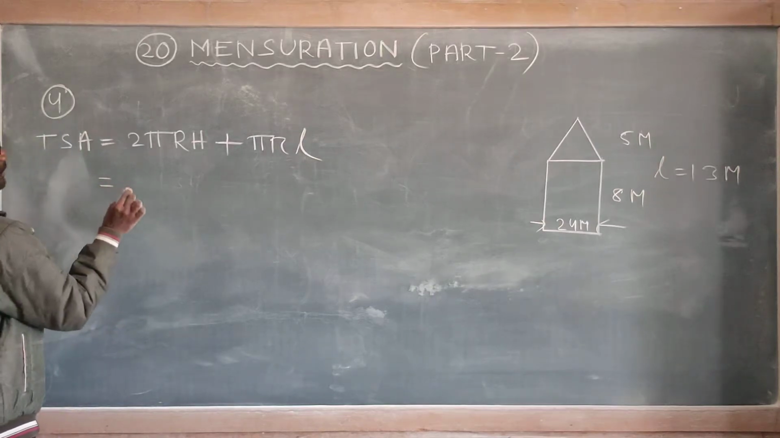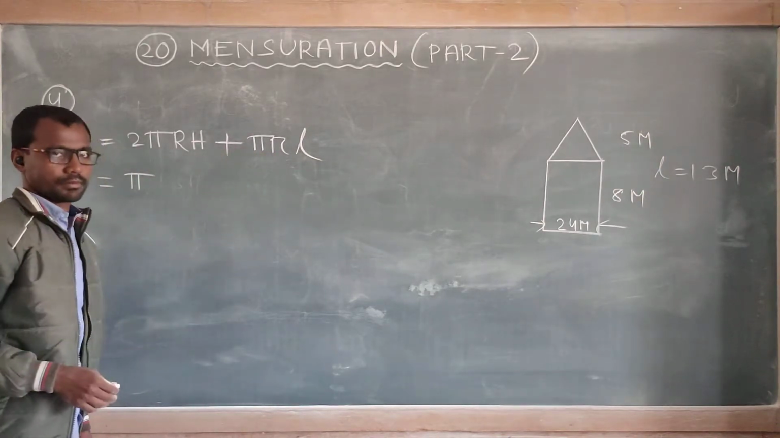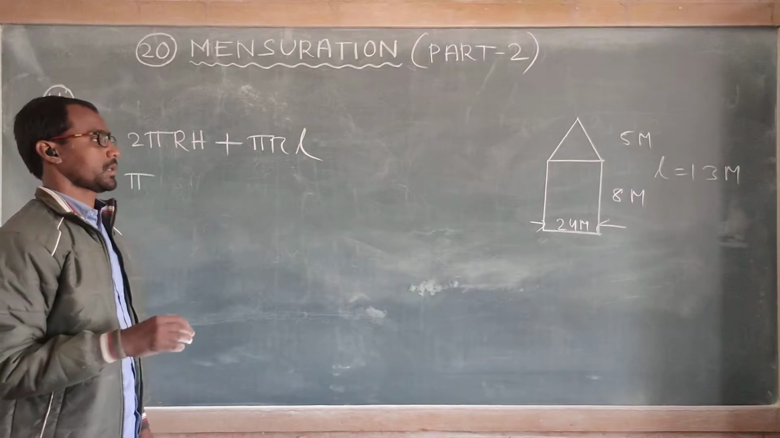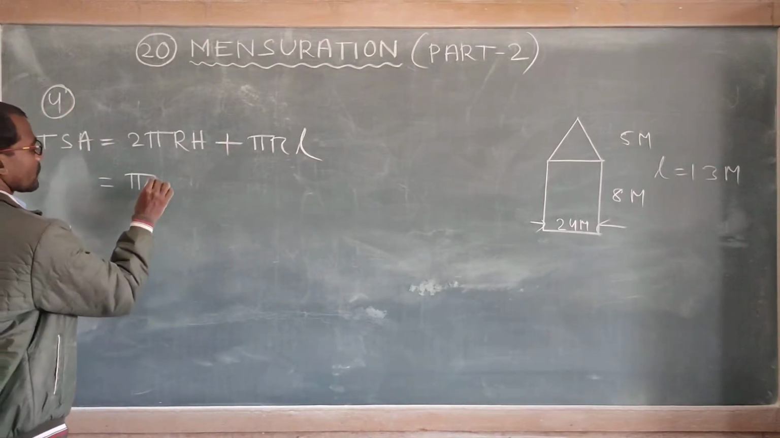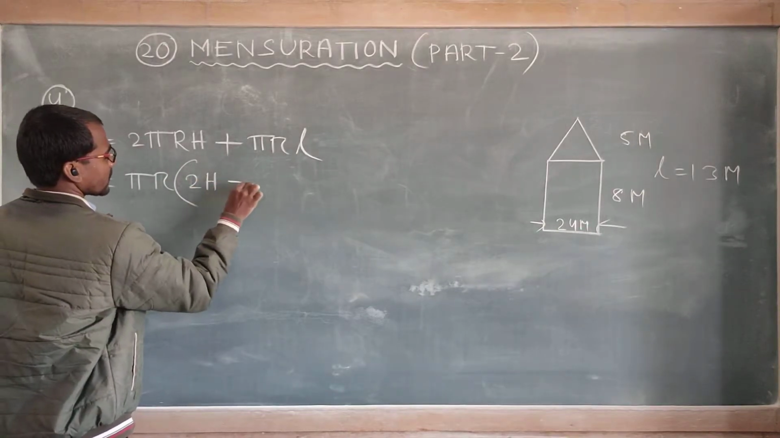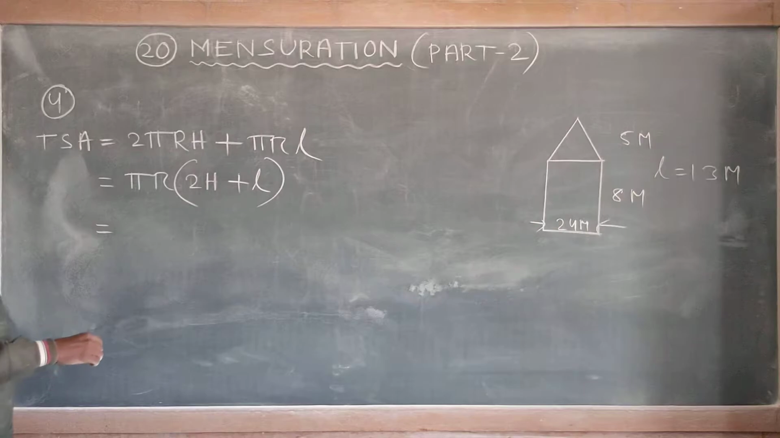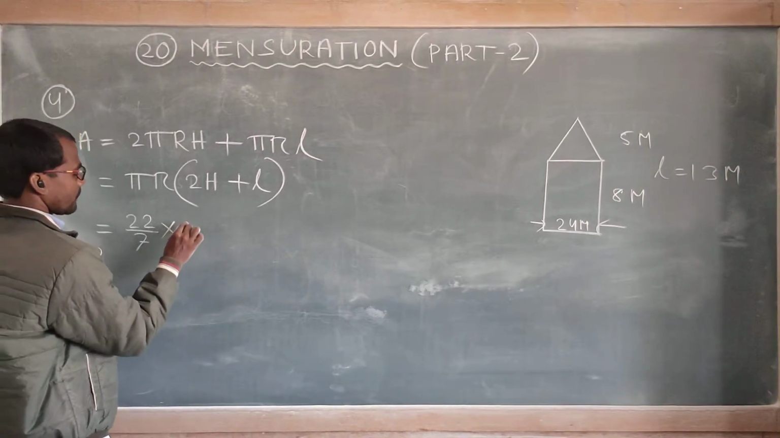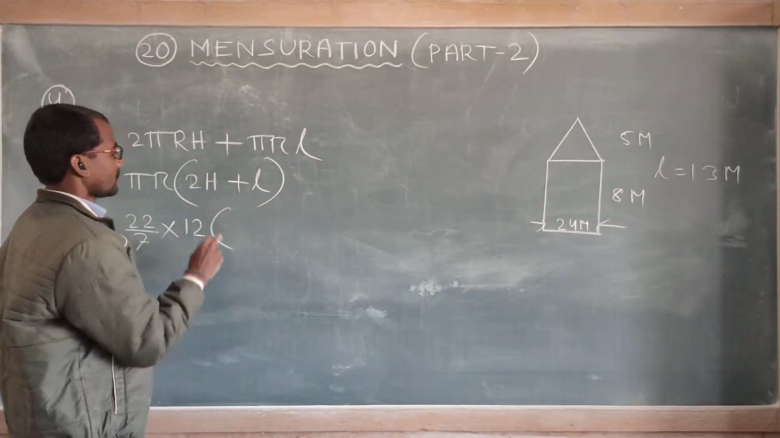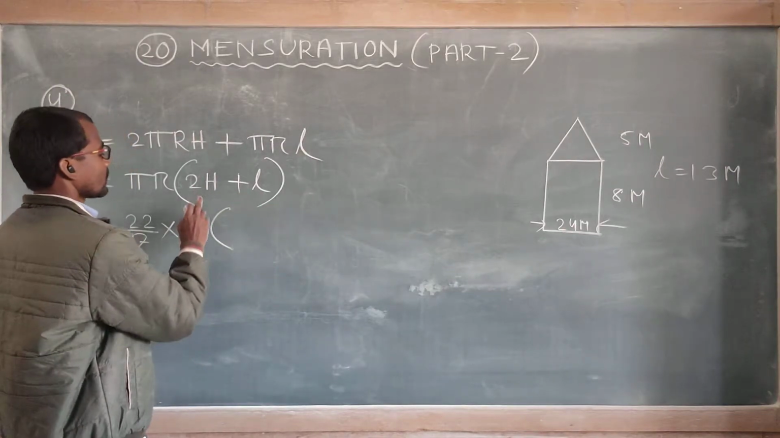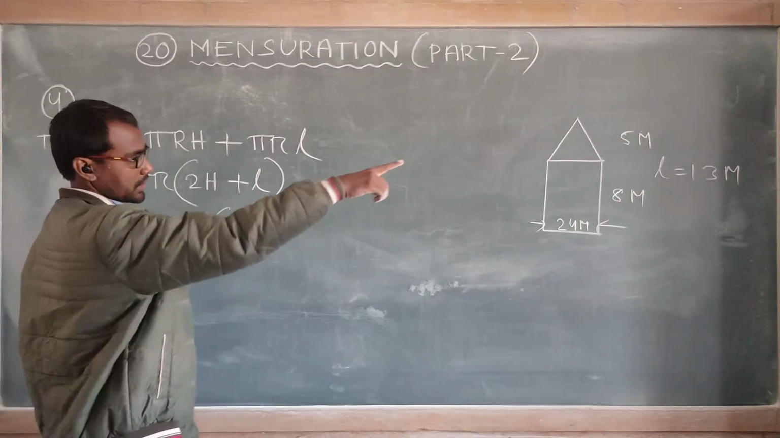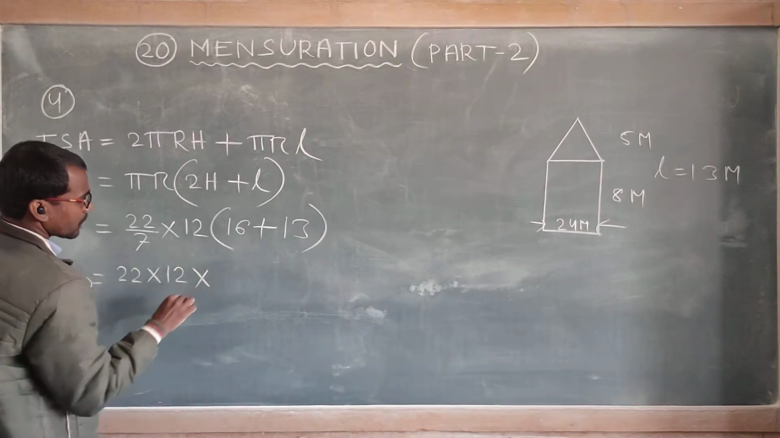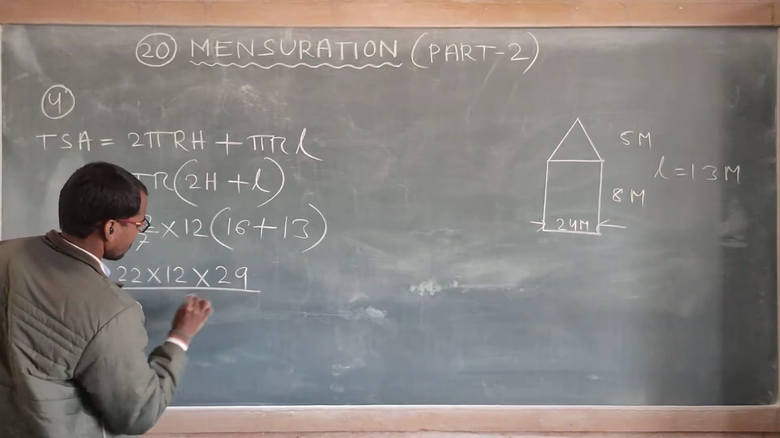We can take pi common. Here R and R are same, although this R stands for cylinder, this R stands for cone. Here radius of both of them are same, 12 meter. So I can take R also common. Remaining is 2h plus l. So pi R, R is 12, 2 into h. H means height of cylinder, which is 8 meter. So 2 into 8 is 16. Slant height is 13. We have got 29. So 22 into 12 into 29 by 7.